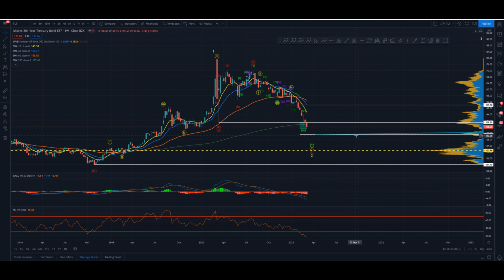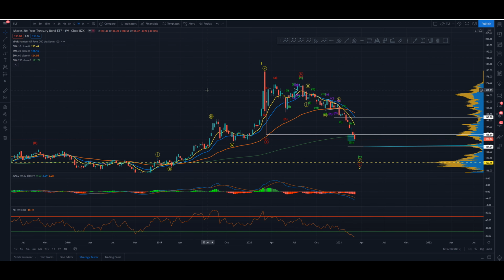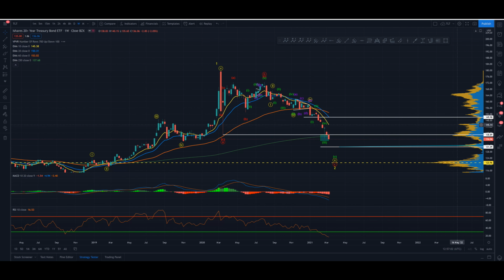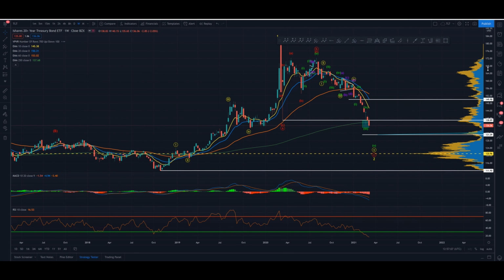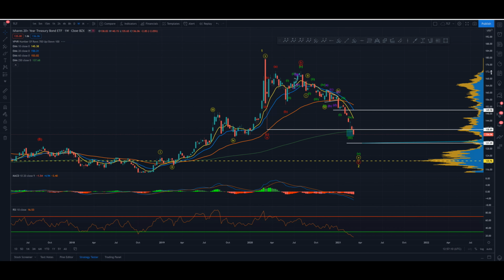It is 5 to 1 PM on Saturday the 13th of March 2021 and we're going to spend the next few minutes looking at TLT. Wow, well we're here on the weekly time frame and the 10-year Treasury just keeps getting hammered. It's just getting absolutely smashed here.